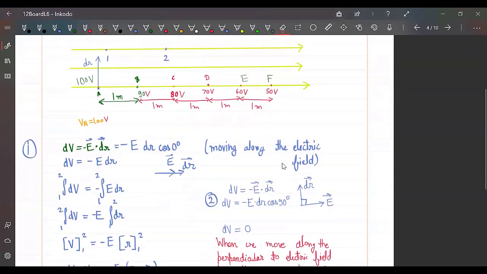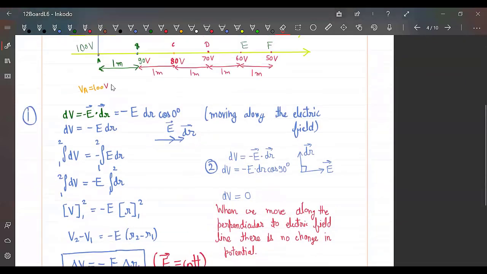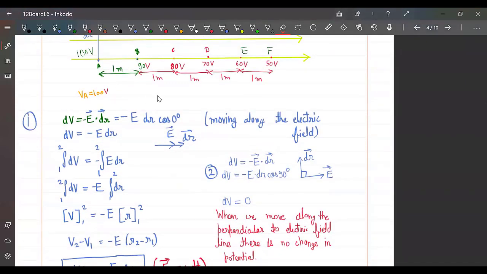We can also prove this relation. For uniform electric field, dV is equal to minus E dot dr. So I will take electric field along this direction, and dr is also along this direction. So the angle between them is 0 degree. So minus E dr cos 0. We are moving along the electric field, so dV becomes just minus E dr, and both are parallel, so the angle is 0 degree.